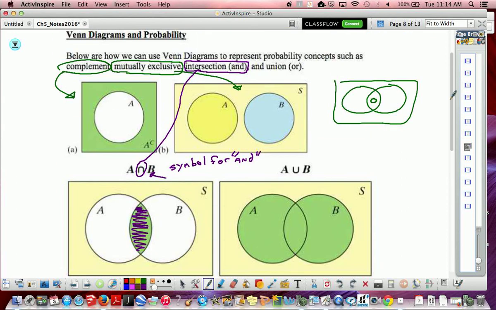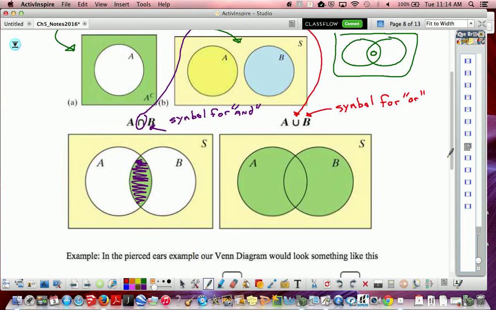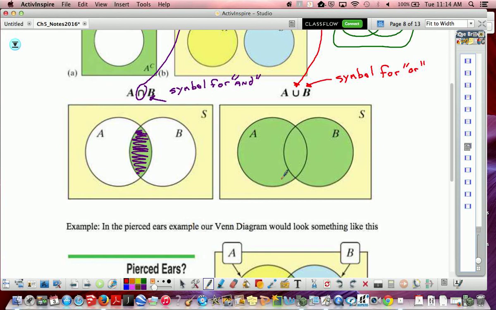The last one represents what we call union, or the word "or." So the U is the symbol for the word "or." So notice how it's in just A, just B, or it's in both. So it includes everything there that's shaded in green. So it's just in A, just in B, or in both A and B.